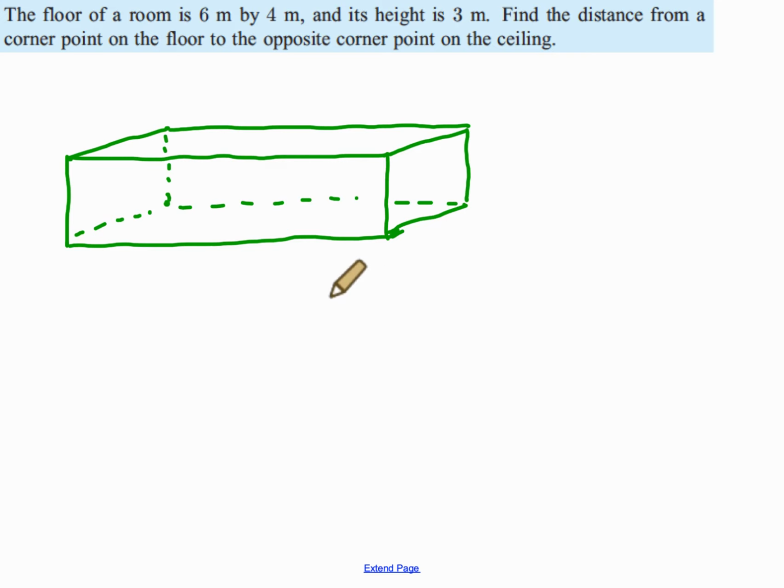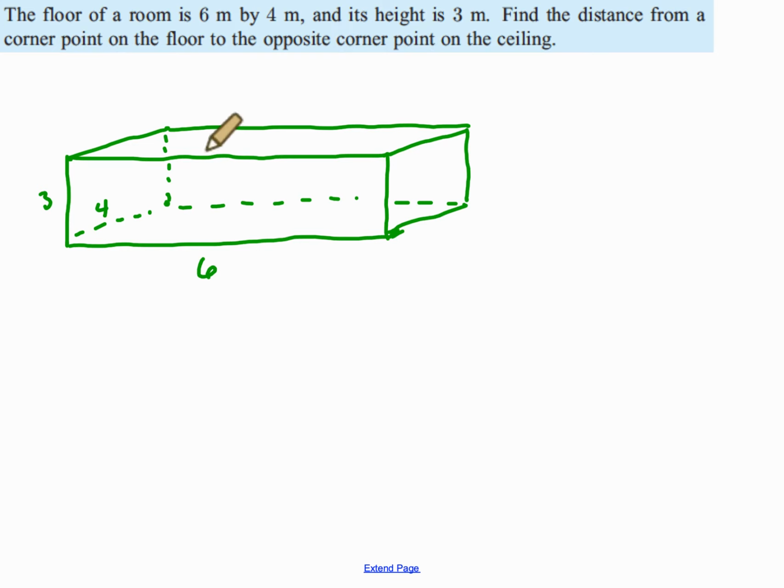Okay, so I know that this is 6 meters. I'll let that be 6. I'll let this be the 4, and I know that the height of the room is 3. So this is 3, this is 3, this is 3, and this is 3. And then we need to find the distance from a corner point on the floor to the opposite corner point on the ceiling. So let me change colors.